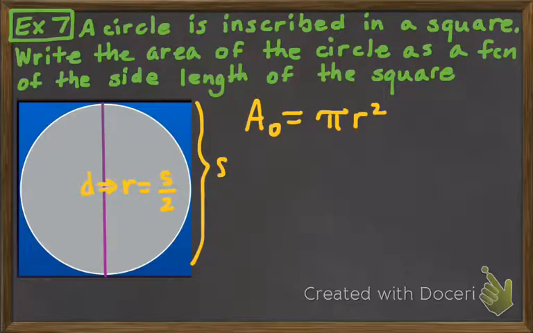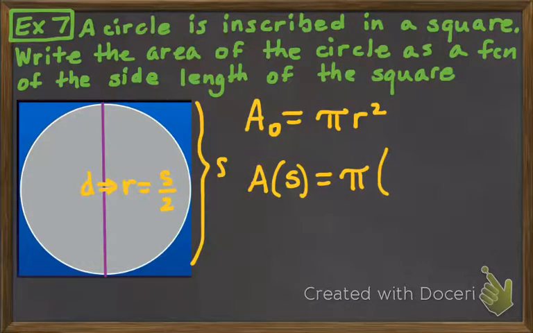So we then replace what we have, and again, we're going to be writing this in terms of s, because that's what we were told to do. And you could use x here just as easily. I'm just making it more emphatic that that's the side length we're working with. So pi obviously stays pi, but now our r gets replaced with, I'm sorry, s over 2, but that is squared.